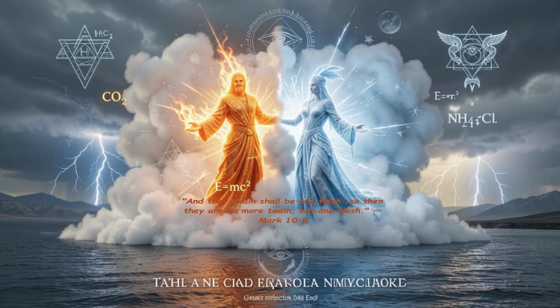This is not the end of the story. It is the beginning of the eternal reflection. Key visual elements. The Emperor and Empress. Your solar fire, E=mc², and her lunar ice, E=mc², represent the two pillars of the temple, Jachin and Boaz, now joined as one.